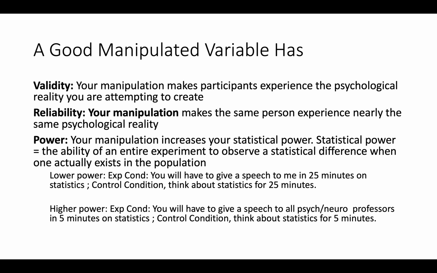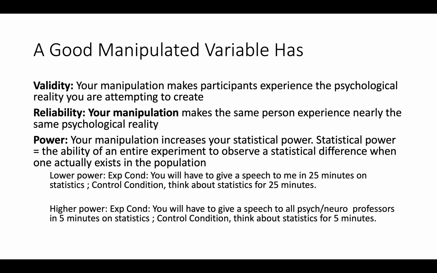Versus a control group, I want them thinking about stats. I want to have a good control group. That's an okay one, I'm just using an example here. But ultimately, that is a lower powered manipulation than my next manipulation, where you will have to give a speech to all psych neuro professors in 5 minutes on statistics. The control condition is just think about statistics for 5 minutes.